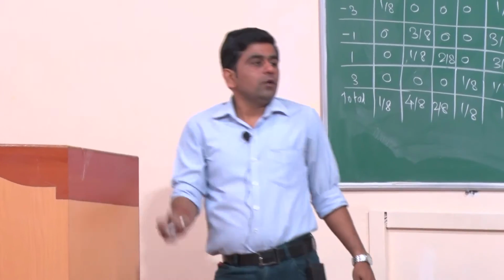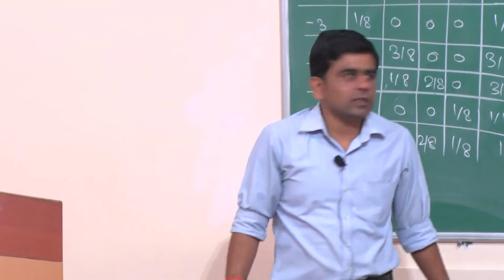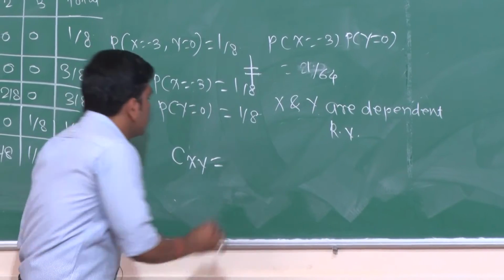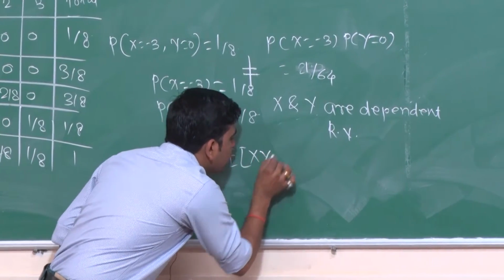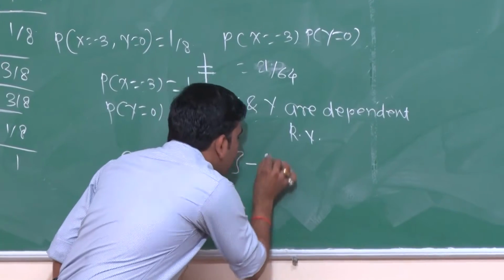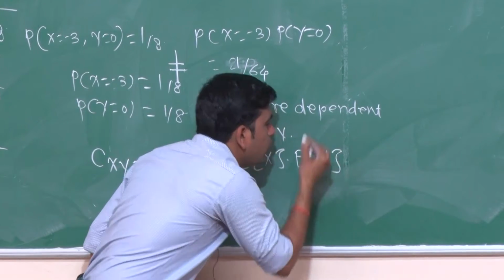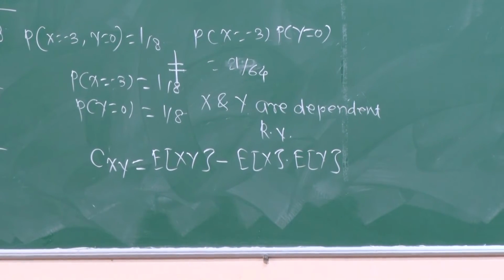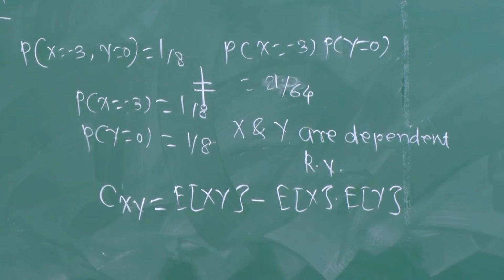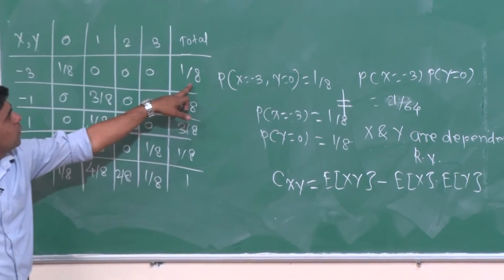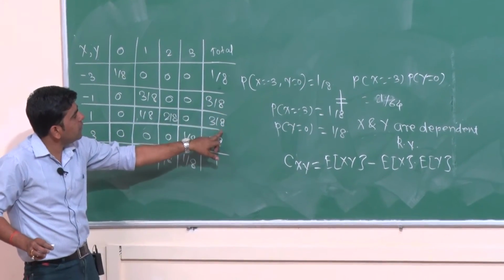Now, to check whether they are correlated or uncorrelated to each other, we have to find out the covariance, that is equal to the expected value of XY minus the expected value of X into the expected value of Y. Just find out the mean for random variable X and the mean for random variable Y. For the mean of X, here you will get marginal probabilities 1 by 8, 3 by 8, 3 by 8, 1 by 8.